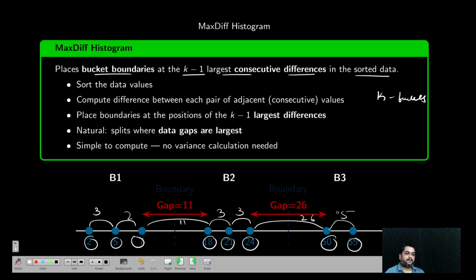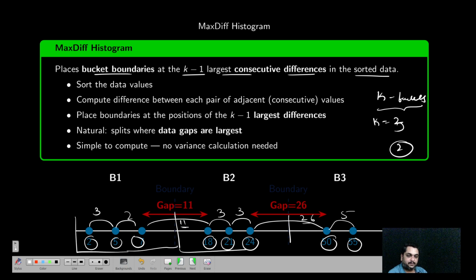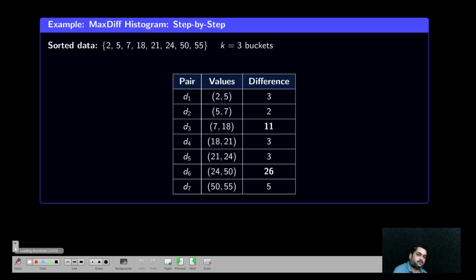Now how many buckets do I have to create? I have to create k buckets. Okay, let us say for example I want to create 2 buckets, so I have to select k minus 1 boundaries. So that is 1. Which value I have to select is wherever there is a maximum gap between these consecutive values. So the maximum gap is 26, then 11. Others are 3, 3, 3. So I will select the best differences. So this will be my boundary here. This will act as one bin. This will act as another bin or bucket. This is how MaxDiff histogram works.